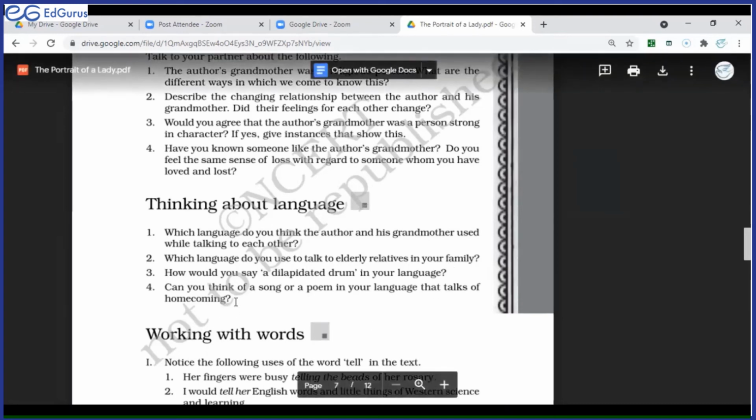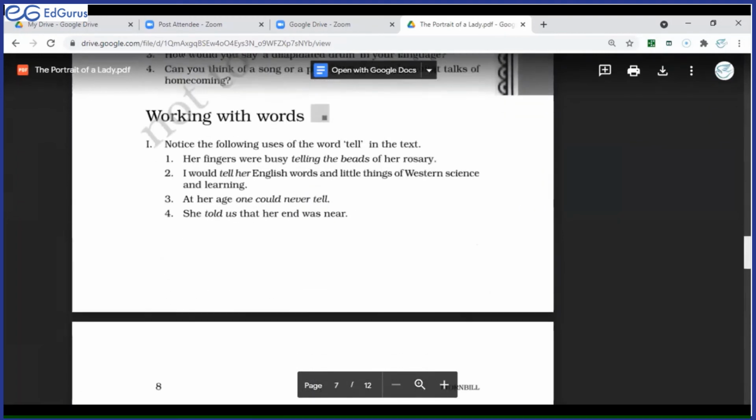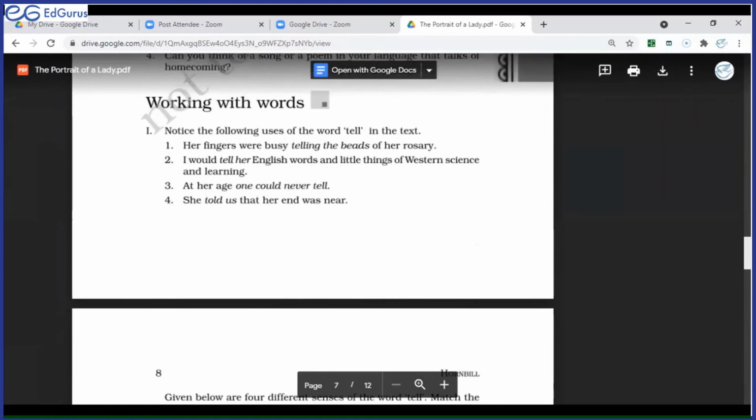Yes. Now let us leave the fourth question. This is not to be discussed here, right? Okay, let's come to the next. Now this is related with the vocabulary and grammar part. Here you will find a very important thing which has been highlighted here. Notice the following uses of the word tell in the text.